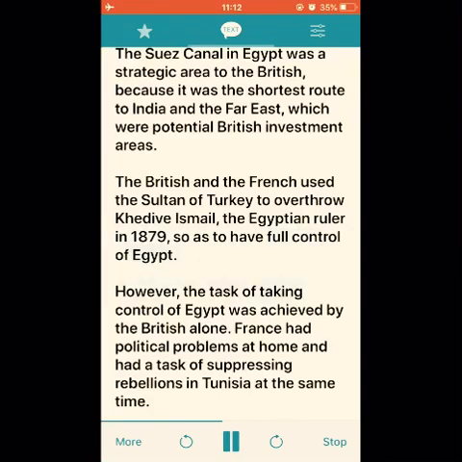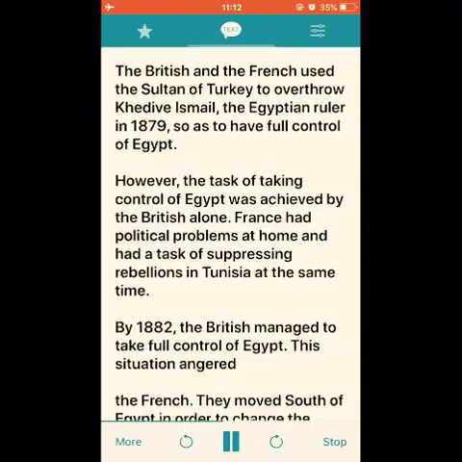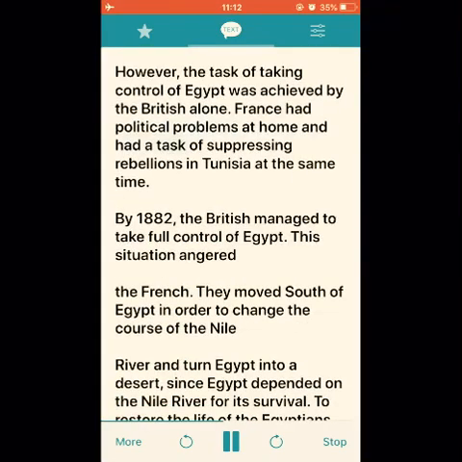However, the task of taking control of Egypt was achieved by the British alone. France had political problems at home and had a task of suppressing rebellions in Tunisia at the same time. By 1882, the British managed to take full control of Egypt. This situation angered the French.